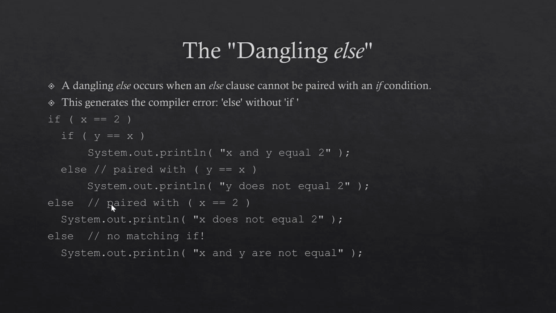Now I have another else. This else will be paired with the first if statement. So it's going to print x does not equal 2. I have another else here that does not have a matching if, and that will generate a compiler error, which means that your code will not compile.